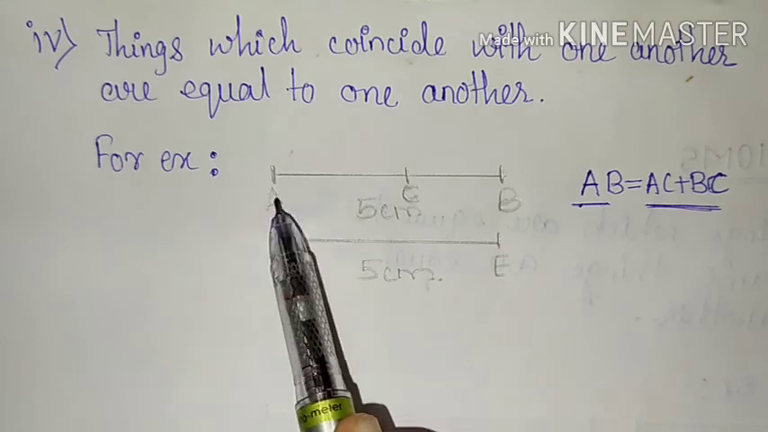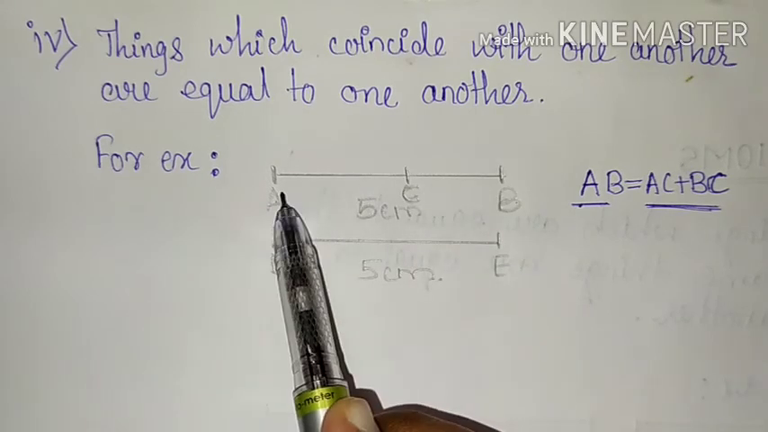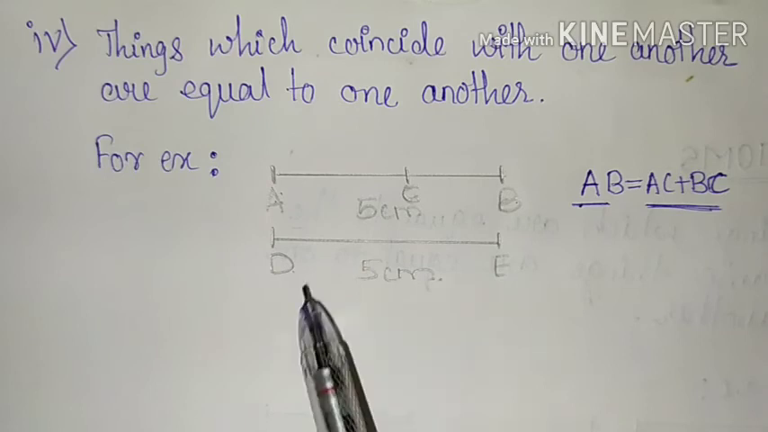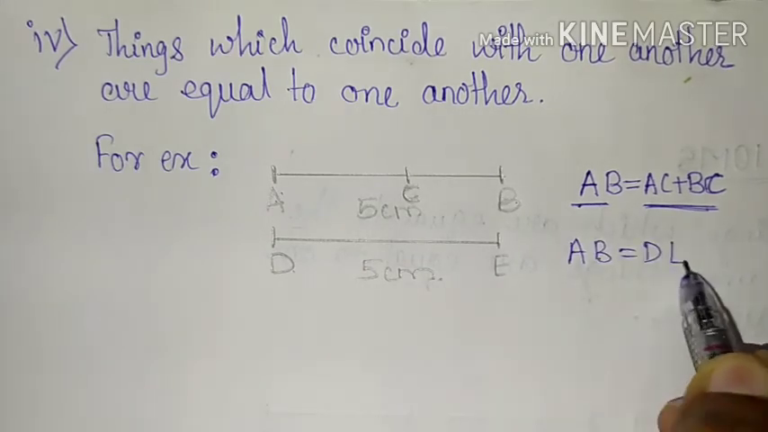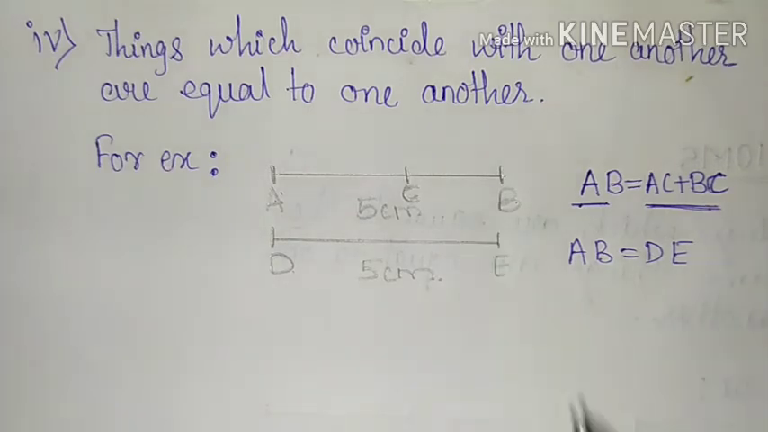Similarly, look here, line segment AB is 5 centimeters and line segment DE is 5 centimeters. AB is equal to DE. If I were to place them on top of each other, they will perfectly fit or they will coincide with each other. Thus, they are equal to one another. That is the fourth axiom of Euclid: things which coincide with one another are equal to one another.